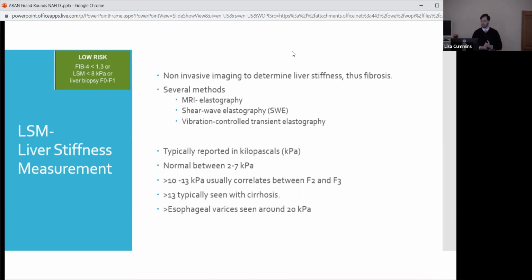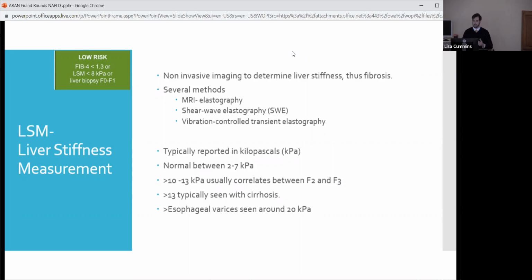And then the vibration controlled transient elastography. The brand name of this right now is FibroScan. This is a dedicated device that's got its own wand. You put it up to the liver and it'll send in an ultrasound wave and watch that wave come back and estimate liver stiffness there.